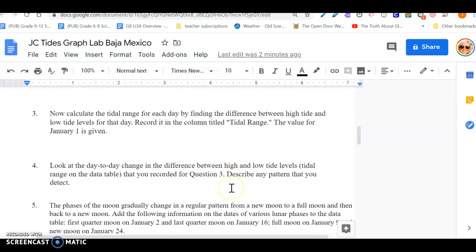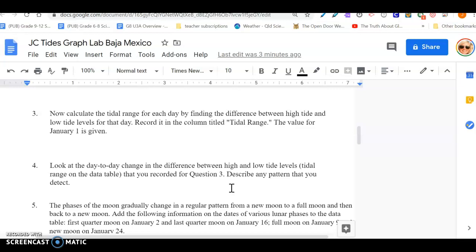Number 3, this is a part some students get confused on, so I'm going to explain it more clearly when you see the table. It says, now calculate the tidal range for each day by finding the difference between high tide and low tide levels for that day. Record it in the column titled Tidal Range. The value for January 1 is given, so I gave you an example for that. Now, when you find the difference, you're just subtracting the low tide from the high tide, or you take the number from high tide minus the low tide number to get your tidal range.